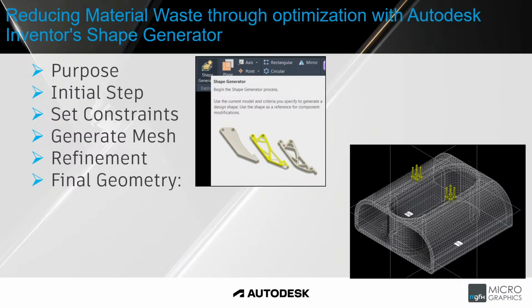Generate a mesh. You run the shape generator to produce a 3D mesh based on the input of constraints. Refinement. Use the mesh as a guide to transition into the part modeling environment. Your final geometry refines and finalizes the solid model using the optimized mesh as a reference.